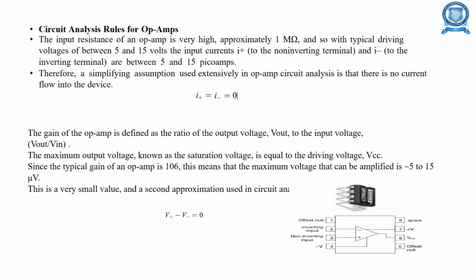Circuit analysis rules for op-amps. The input resistance of an op-amp is very high, approximately 1 mega ohm, and a simplifying assumption used extensively in op-amp circuit analysis is that no current flows into the device: I plus = I minus = 0. The gain of the op-amp is defined as the ratio of the output voltage V out to the input voltage, and the input is very small. The second approximation used in the circuit is V plus = V minus, and this is the diagram for the op-amp.